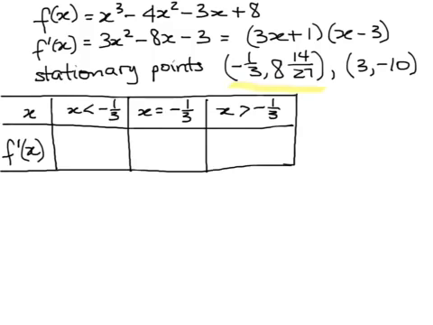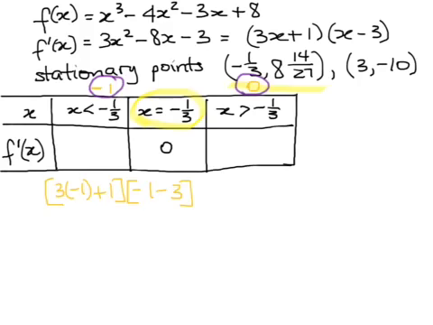So let's start with our first point. And let's set up our table. So we've got x. We want the value of x that gives our f prime of x equal to 0. So x is equal to negative 1/3. f prime of x is equal to 0. Let's try x less than negative 1/3. So I'm going to go with negative 1 for x less than negative 1/3. And I'm going to go with 0 for x greater than negative 1/3. Here we go, negative 1 and 0. Okay?